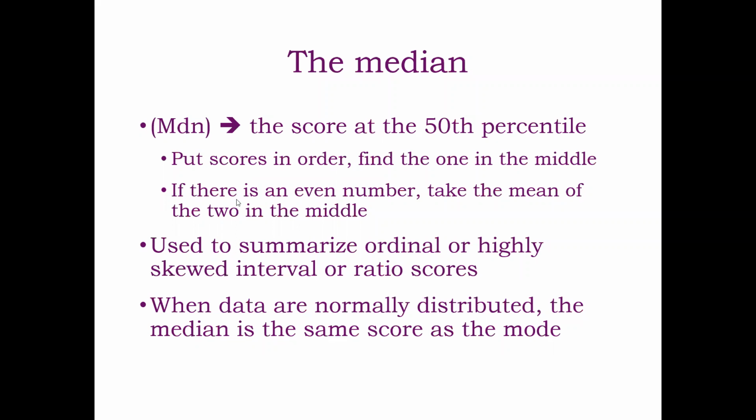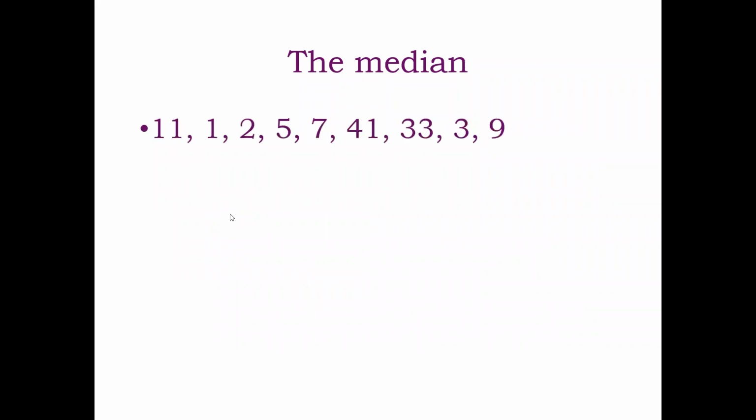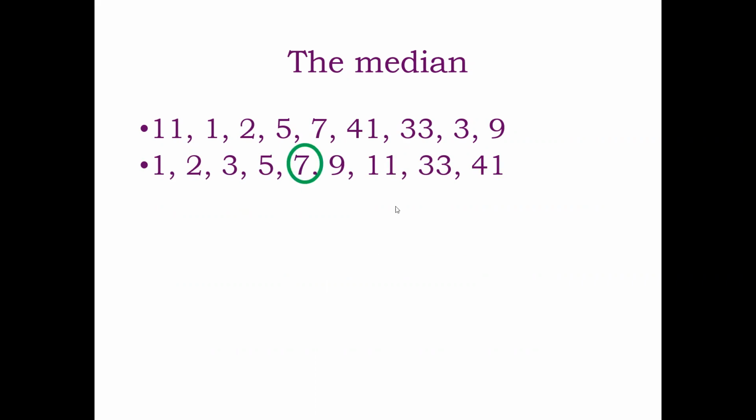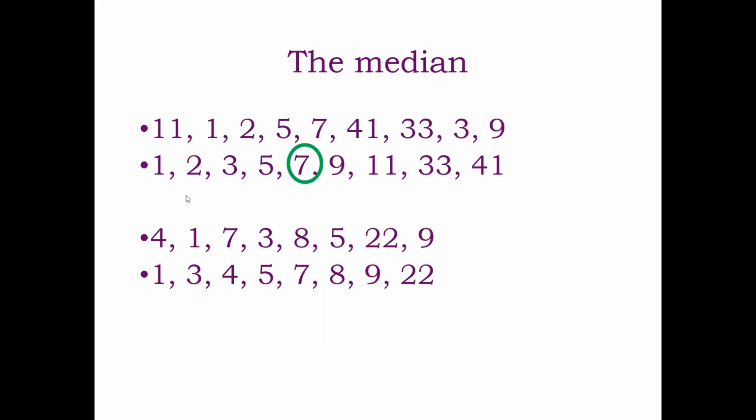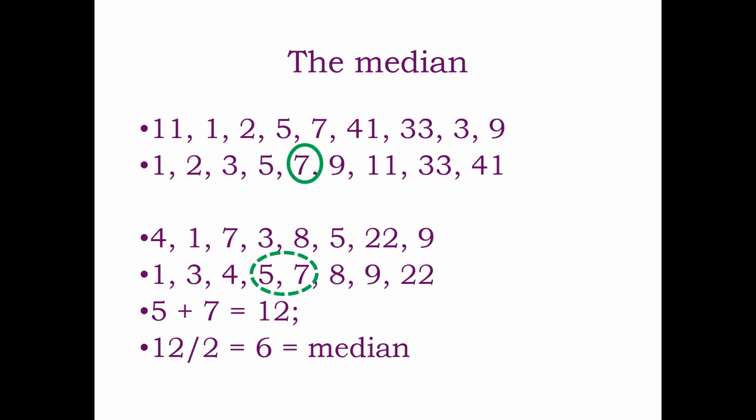With a normal distribution, remember, the mean, the median, and the mode are the same. So for example, if we wanted to get the median for these scores, first we'd have to put them in order. Then we would find the one in the middle. So there are 4 scores below it and 4 scores above it. Here's another example. What if we have an even number of scores? There's not going to be one in the middle, but we still line them up in order. We take the 2 in the middle, add them up, and divide by 2, and we get a median of 6.